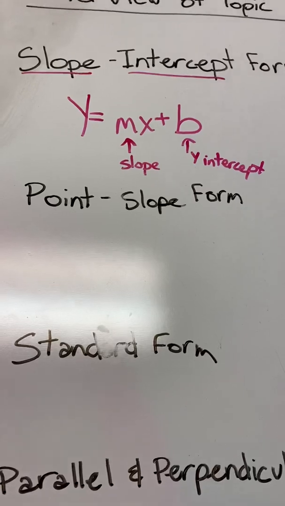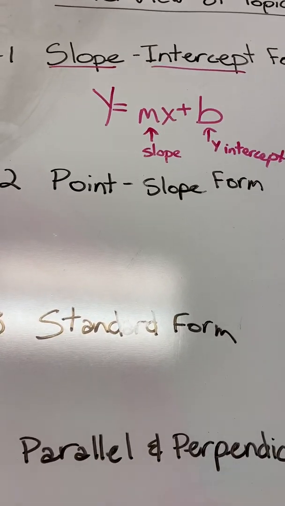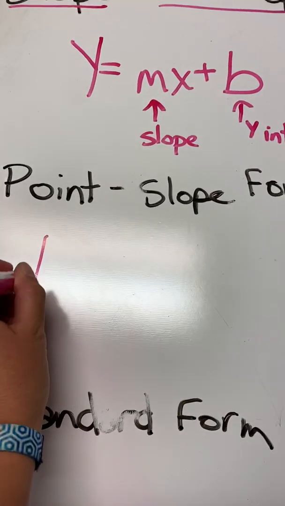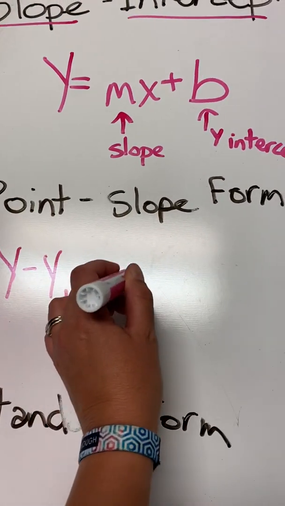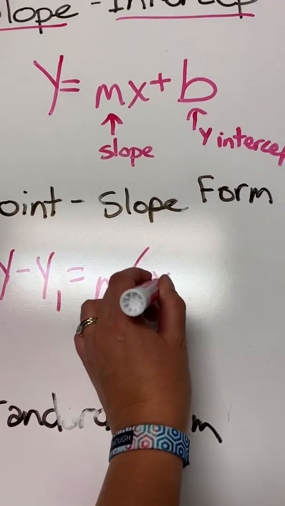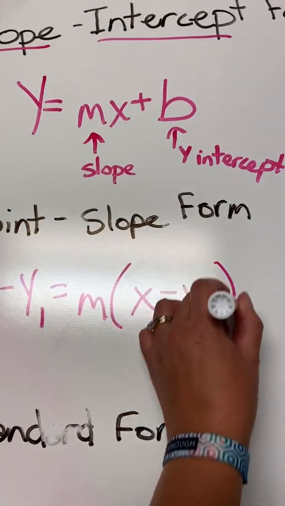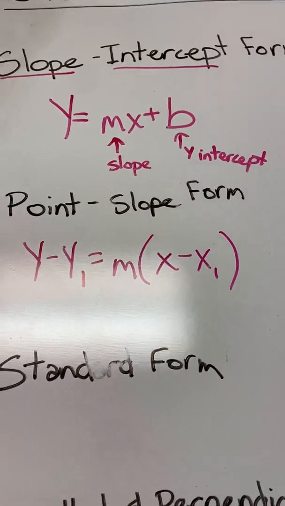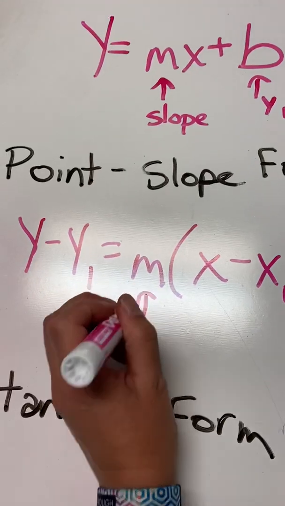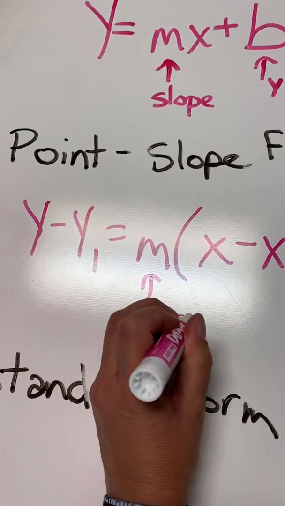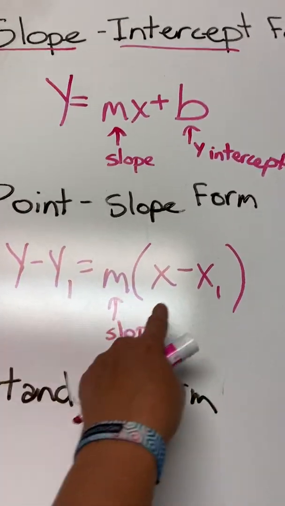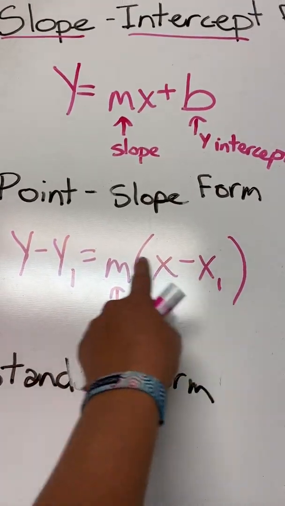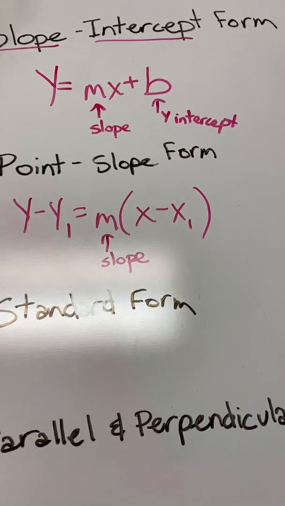Next one we're going to talk about is point-slope form. Point-slope form is going to be y minus y1 equals m times the quantity x minus x sub 1. Okay? M in here is going to mean slope. Your x and your y are going to stay in the equation. X sub 1, y sub 1 is going to eventually be a point.